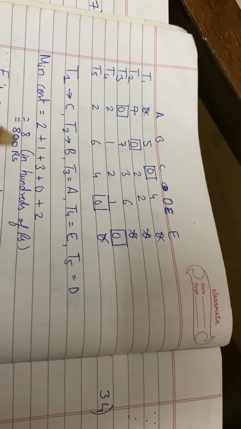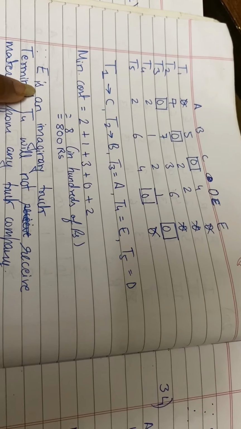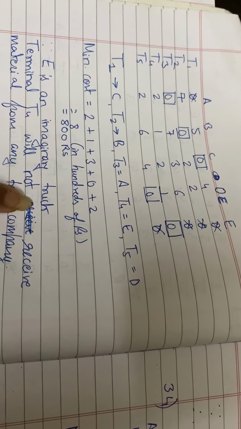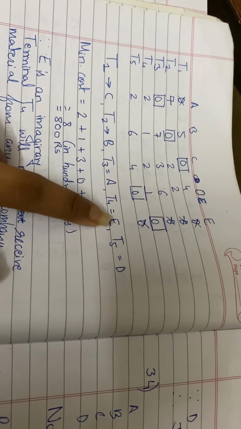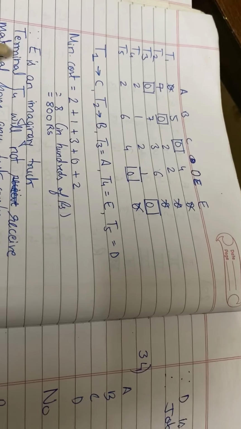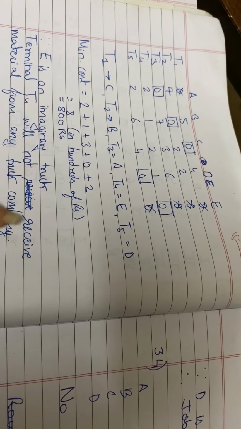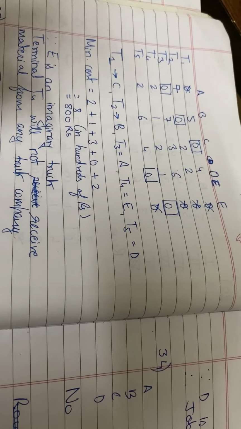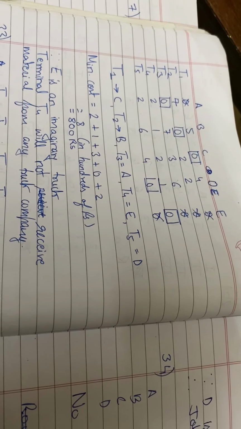We assign it, we find the minimum value, and then we write that since that dummy column is there in the question, since E is an imaginary truck, terminal 4 will not receive. Here terminal 4 has received E, so we need to write that this assignment can't be considered. So we need to write it as a reason. Since E is an imaginary truck, terminal 4 will not receive material from any truck company. You just need to mention that it's dummy and it will not receive any material. It's just done for the sake of it. So the next sum is this.